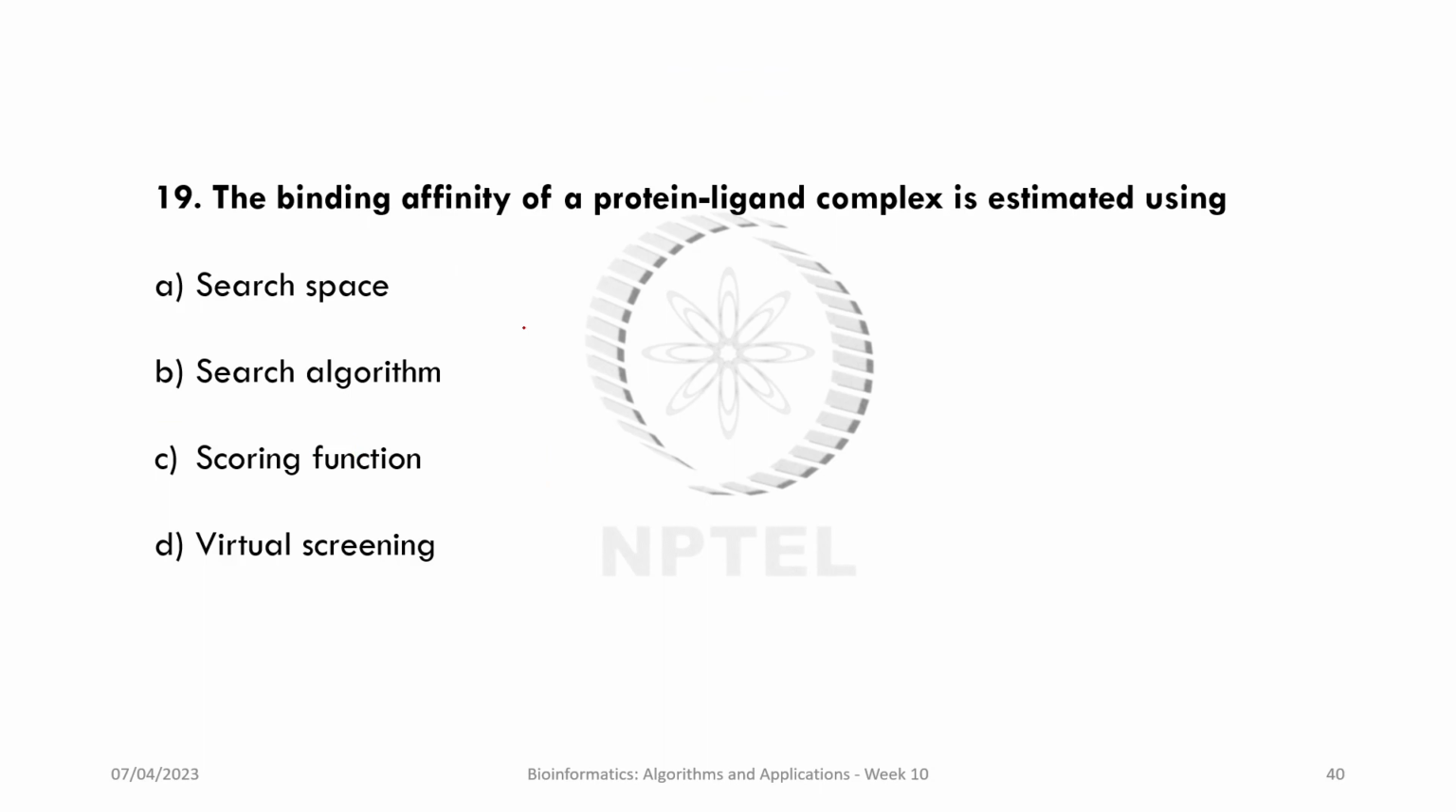Question 19. The binding affinity of a protein ligand complex is estimated using: A, search space; B, search algorithm; C, scoring function; and D, virtual screening.